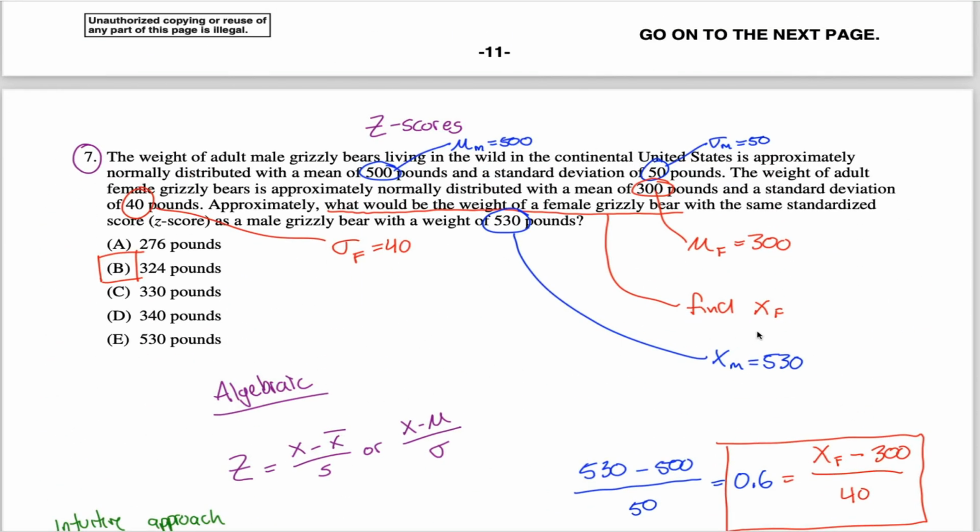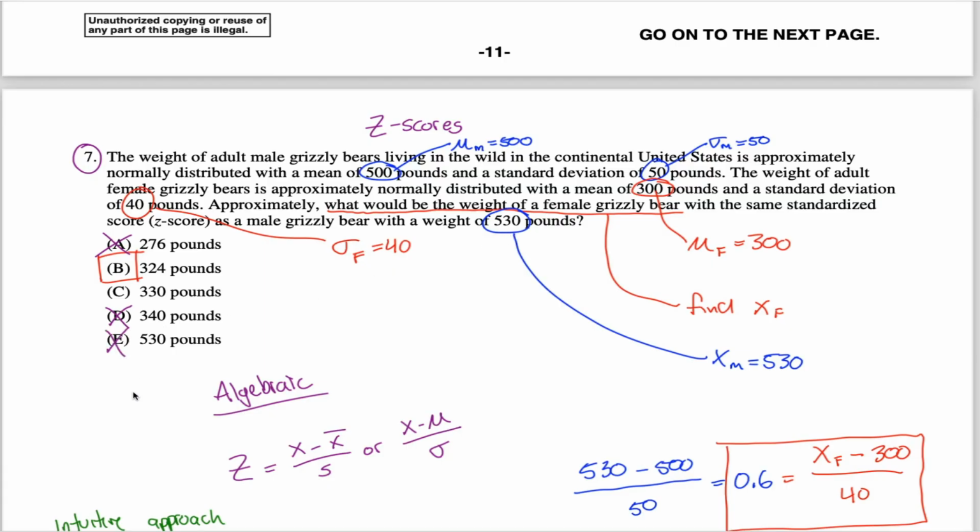Okay, how about this? This 530, this male grizzly bear, weighs less than one standard deviation more than the mean, 500. How many of these numbers are less than one standard deviation more than the female average of 300? Well, it's not 276, because a 276 pound female bear would weigh less than the female average, so that's not it. It's not 340 pounds, because 340 pounds would be one full standard deviation above 300. A 340 pound female would correspond with a 550 pound male, but we didn't have a 550 pound male, we had a 530 pound male, so the answer isn't 340.